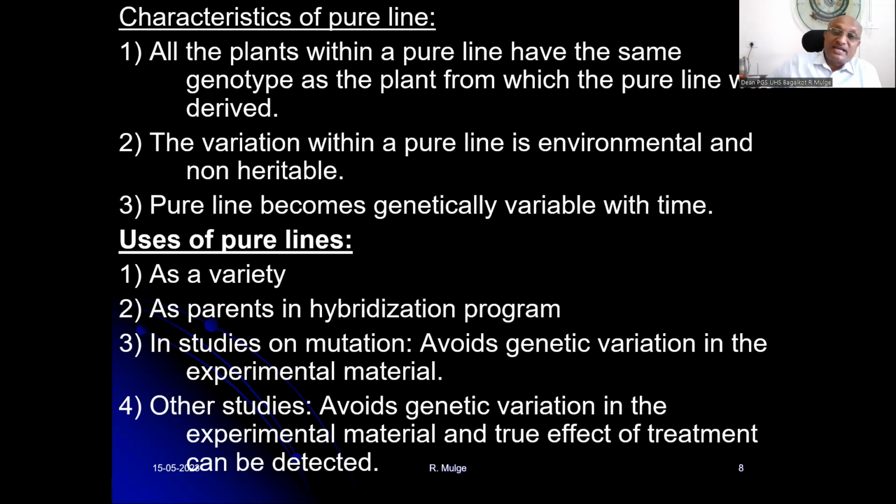Other studies avoid the genetic variation in the experimental material, and the true effect of treatment can be detected. So in other studies, wherever you want to have some experiments, if the genetic material itself is variable, then the effect of treatment you will not know. In that case, if you use this pure line, there is no genetic variation. Any variation you get is only because of those treatments. So the true effect of the treatment can be detected if you use the pure line. These are the uses of pure line.